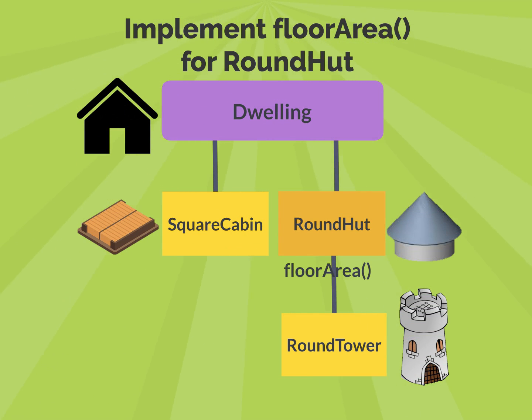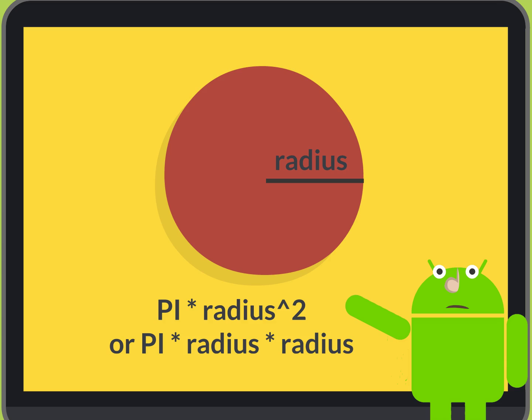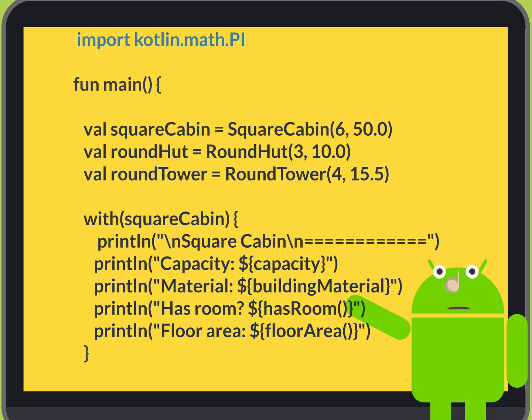Implement floor area for round hut. The formula for calculating the floor area of a circular housing is pi times the square of radius, or pi times radius times radius. 1. A library is a predefined collection of functions and values, defined outside the program, but available to the program. In order to use a library function or value, you need to tell the compiler that you will use the function or value.